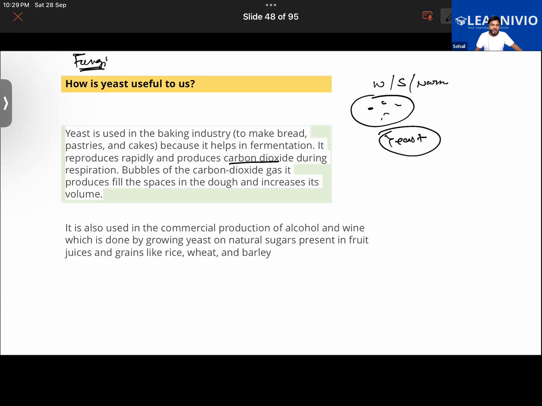Okay, now on a commercial level, it is used in the manufacturing of alcohol. Plus, alcohol can be prepared from rice also, from wheat and from barley, not just from fruit juices. Getting it? Yes, sir. Since childhood, we have learned that alcohol is bad for health, but what exactly does it do to the health? Ever thought about this?